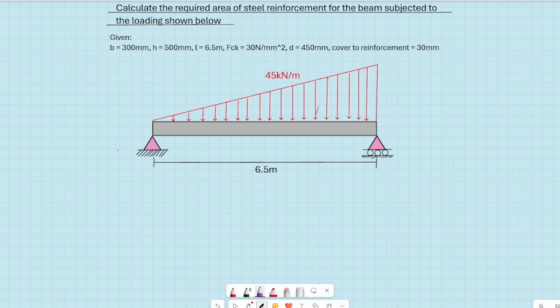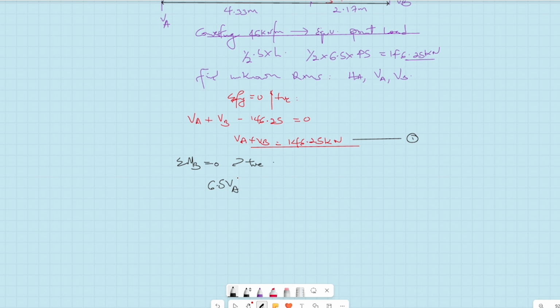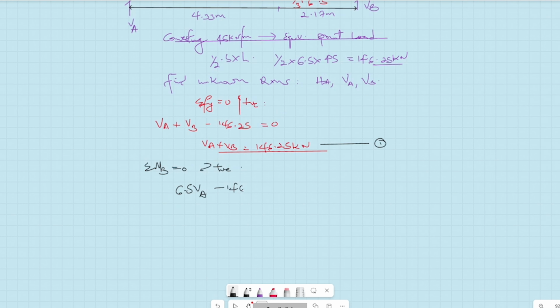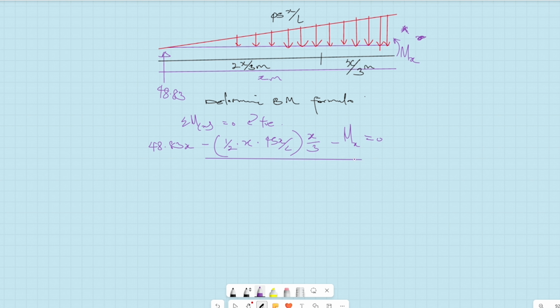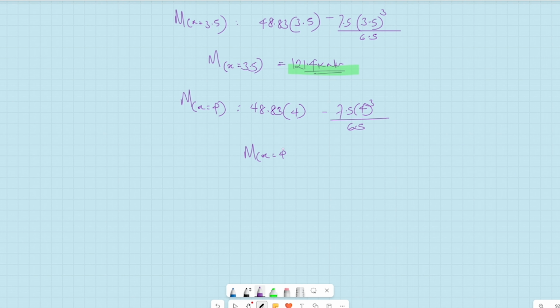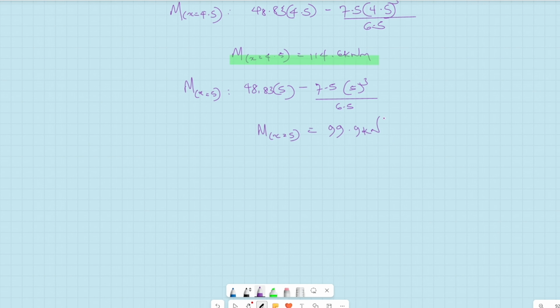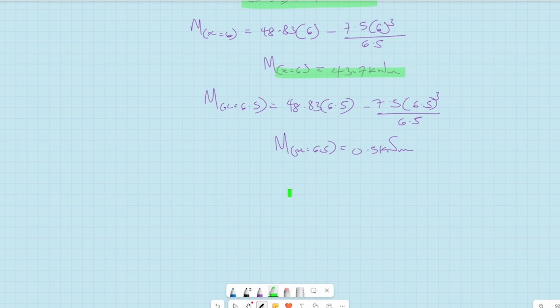Today, we're analyzing a simply supported beam that's carrying a triangular load, and our objective is to estimate the required area of steel. This is how we're breaking it down. Firstly, we'll start by analyzing the beam to determine the unknown support reactions. Next, we will cut a section of the beam at a distance x from A and derive the bending moment equation at that section. Then we will substitute different values of x into the formula to calculate the bending moments at various points along the beam.